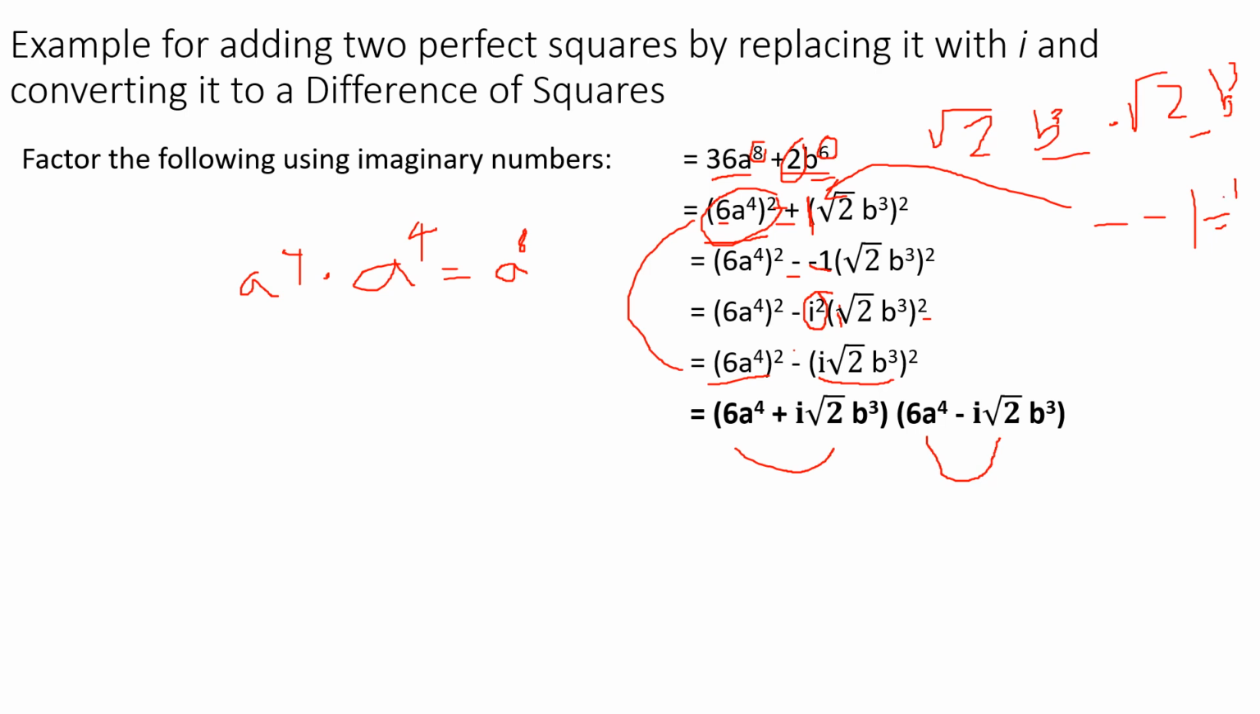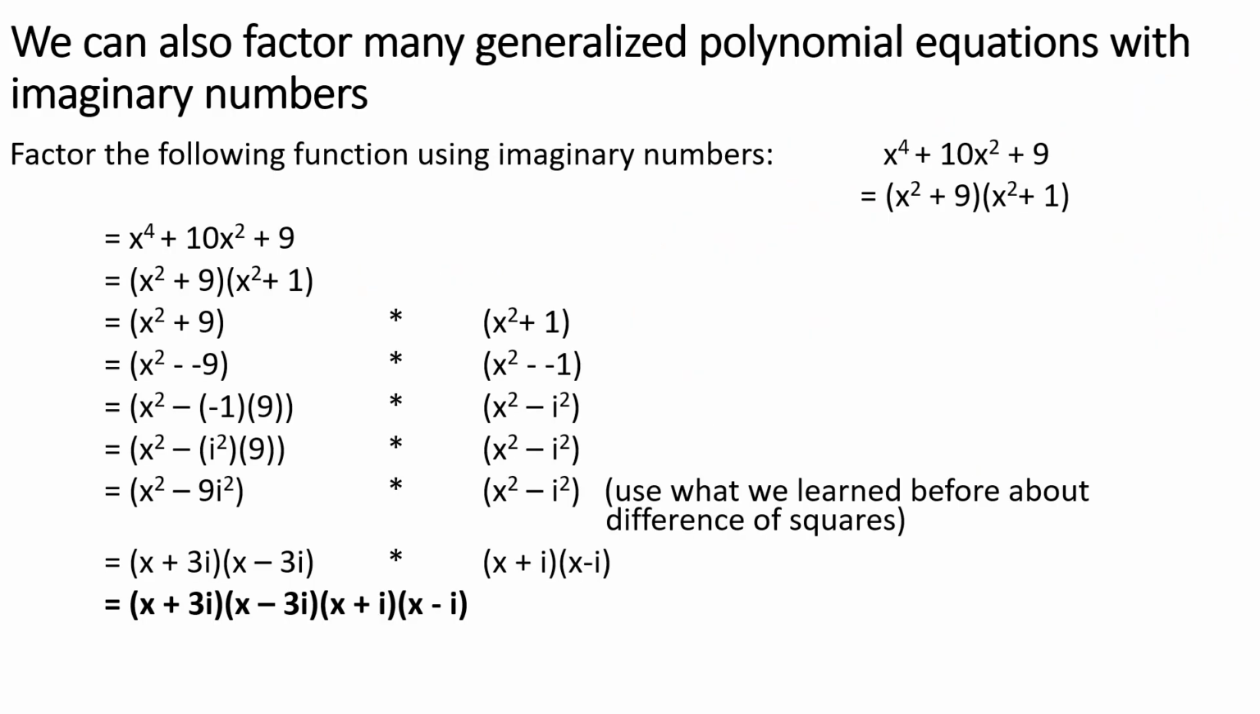And now that I've got a minus a negative 1, minus a negative 1 is i squared. And this right here allows us to separate out and make difference of squares to its most basic level. We can do this with generalized higher exponent functions as well.